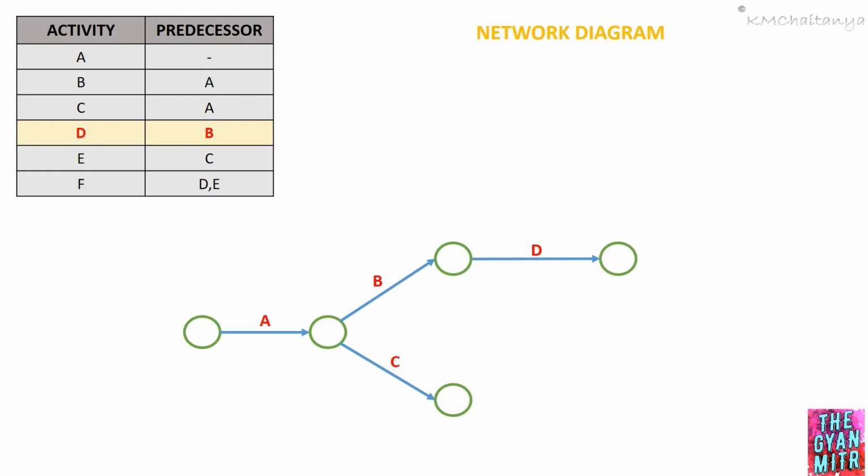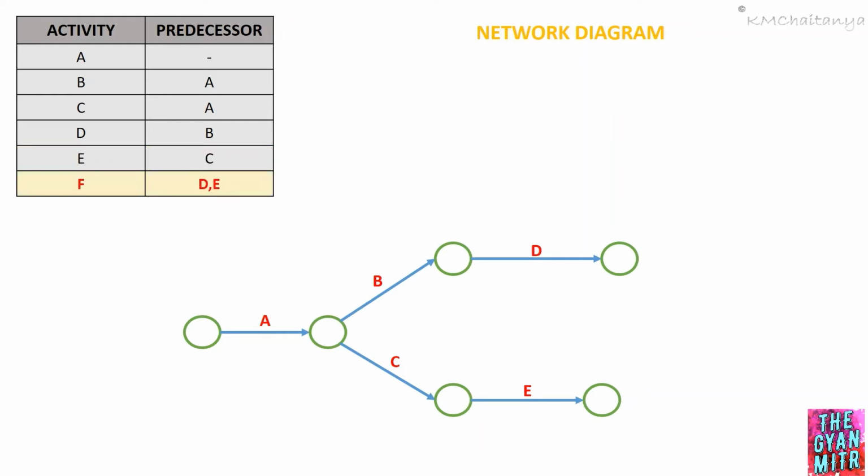Now let's move on to activity E. From the table we can see for activity E to start, activity C has to be completed, which can be represented in the network diagram similar to this. We have activity E starting after activity C is completed, and the completion of activity E should be shown with the help of an event.